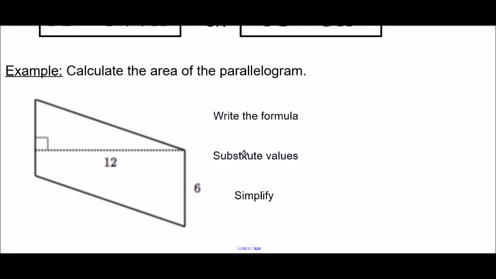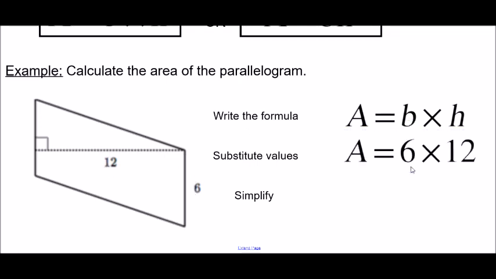There are 3 main steps that you should follow when you are doing any equation that has area. The first thing we're going to do is we're going to write our formula. A equals base times height, or B times H. Then we're going to substitute our values. So we know that 6 is our base and 12 is our height. So we're going to write this as area equals 6 times 12.